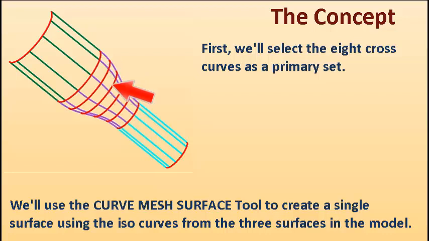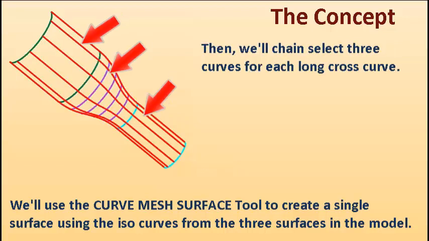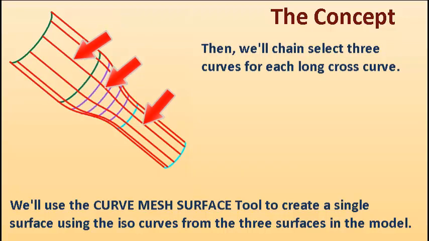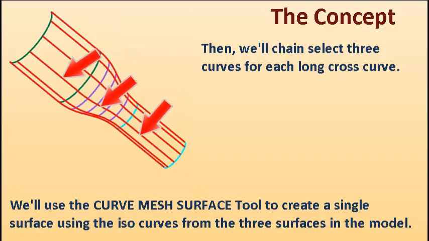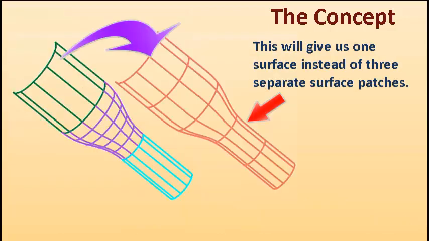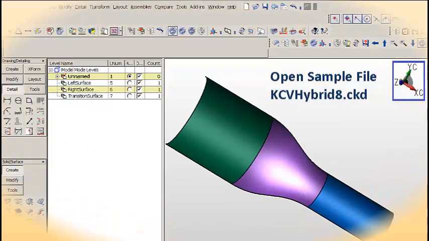First, we'll select the 8 cross curves as a primary set. Then, we'll chain select 3 curves for each long cross curve. We'll use the Curve Mesh Surface tool to create the single surface using these sets. This will give us one surface instead of the 3 separate surface patches.